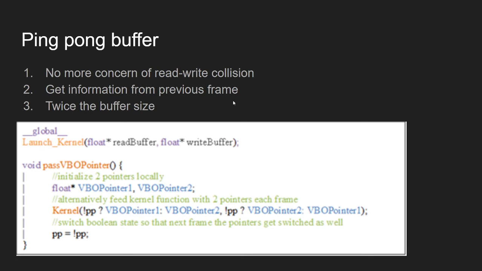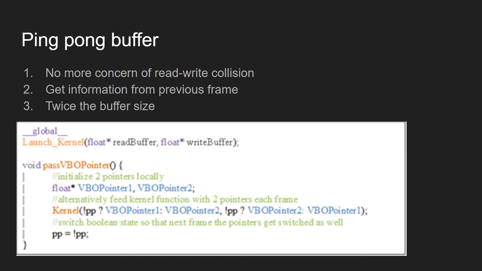Another thing I wanted to talk about is the ping pong buffer, because we are constantly worrying about read-write collisions, especially when programming in multi-threading. In order to solve this problem, we put in barriers. We use atomic operations. We call CUDA sync threads, something like that, between the read-write operations to avoid this problem. But these kinds of operations could potentially hurt the frame rate, and I don't like that.